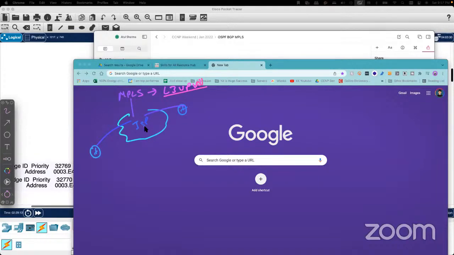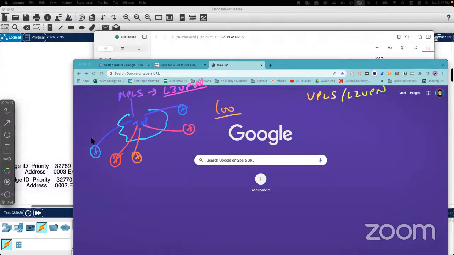For two locations it is point to point, and for multiple locations, not just two, with MPLS you can connect hundreds of locations also. That is L3 VPN. And L2 VPN is similar to MPLS, and is called VPLS. Or this is also called L2 VPN. There is a small difference.